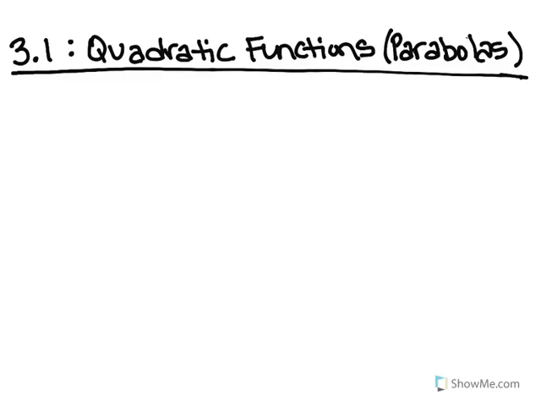3.1 quadratic functions, better known as our parabolas. This is also known as the squaring function that we talked about in 2.3. Now, in this section, I want you to be able to graph a basic parabola. But in order to graph a basic parabola, you need to be able to give me the vertex, the x-intercept, and the y-intercept. Also, the axis of symmetry, the domain, and the range.